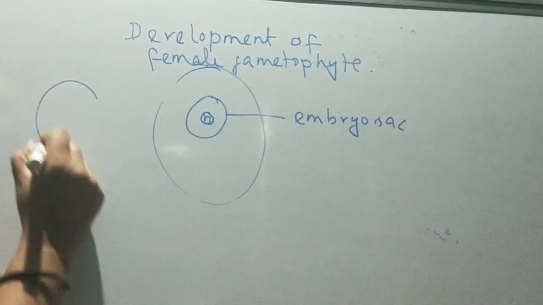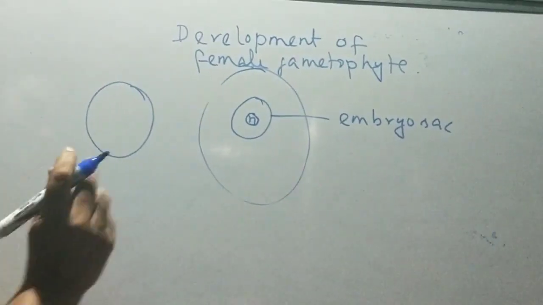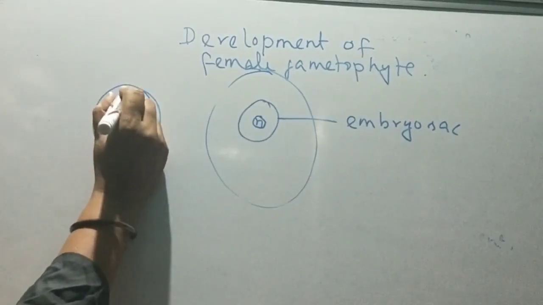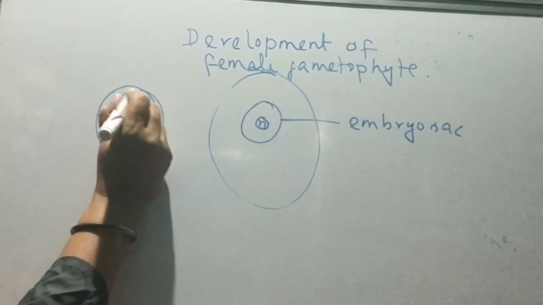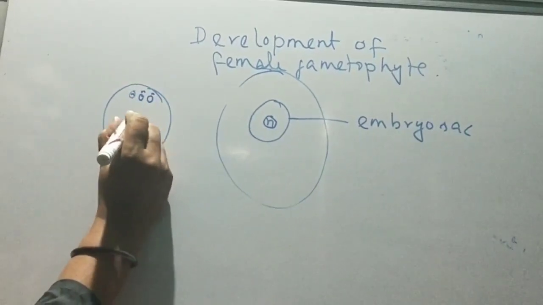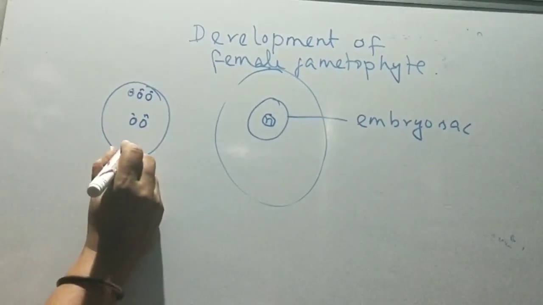Now I will give another picture here. The nucleus divides thrice. This is the micropyle, this is the chalazal end, and thrice division forms 8 nuclei, each having chromosome number N.